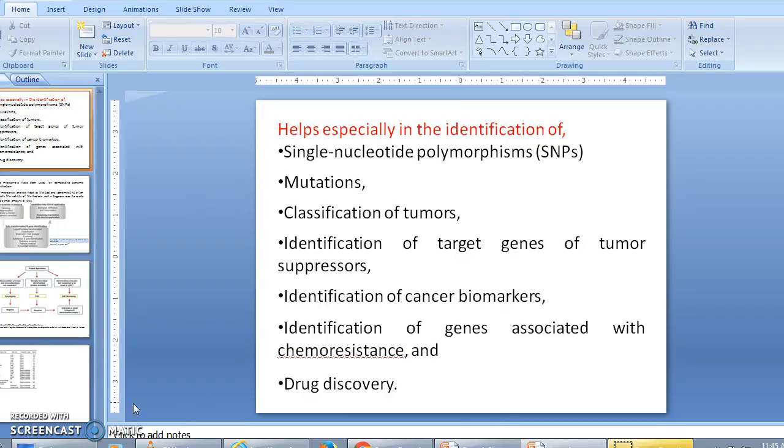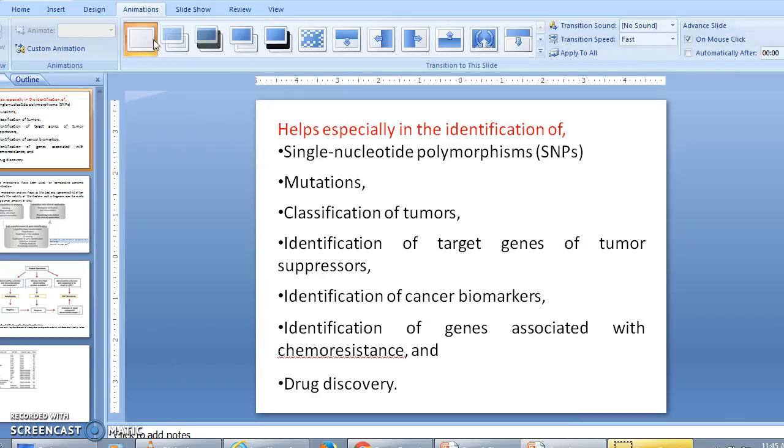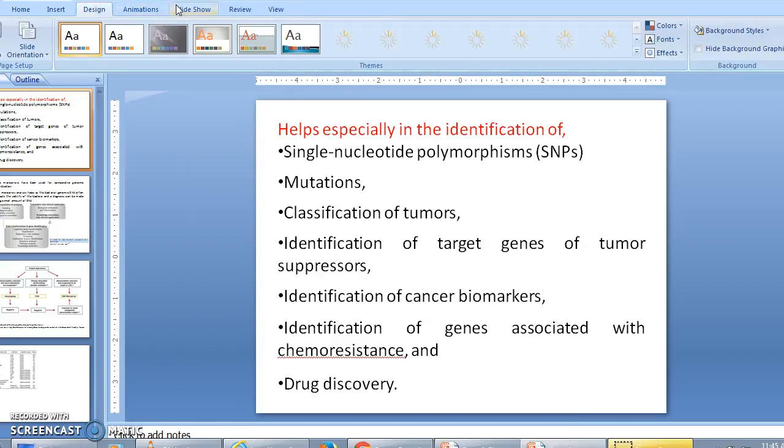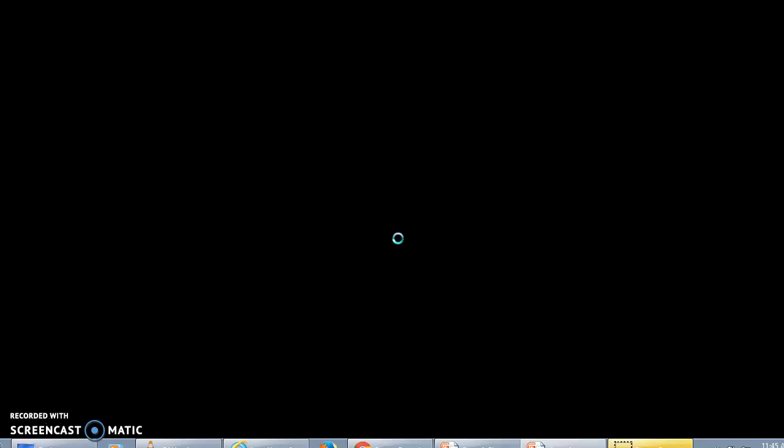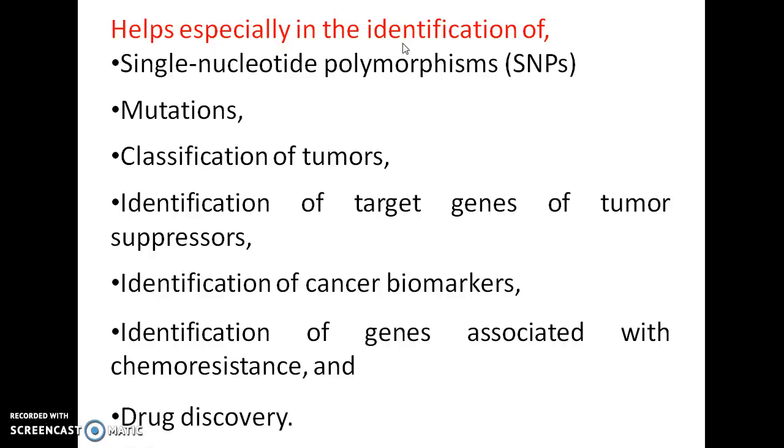Here we are showing this slide, which shows the applications of DNA microarray. DNA microarray helps especially in the identification of single nucleotide polymorphism mutations, classification of tumors, identification of target genes in tumors, identification of cancer biomarkers, identification of genes associated with chemoresistance, and drug discovery.